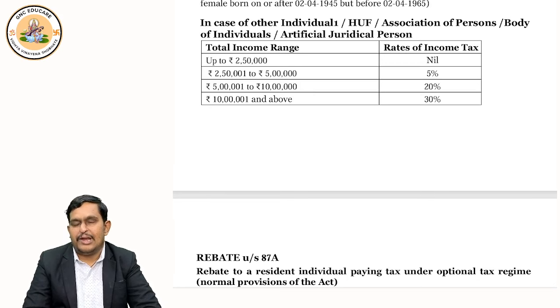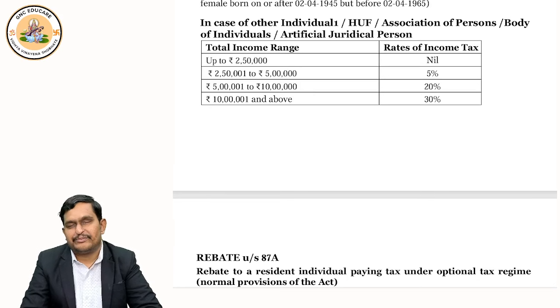Then up to 2,50,000, no tax, nil. 2,50,000 to 5 lakhs, 5% is the rate applicable. 5 lakhs to 10 lakhs, 20%. 10 lakhs above, 30%. Remember, this is for resident individual below 60 years, non-resident, AOP, BOI, AJP. For all of these, up to 2,50,000 nil, 2,50,000 to 5 lakhs 5%, 5 lakhs to 10 lakhs 20%, 10 lakhs above 30% is the rate of tax which you are supposed to remember.